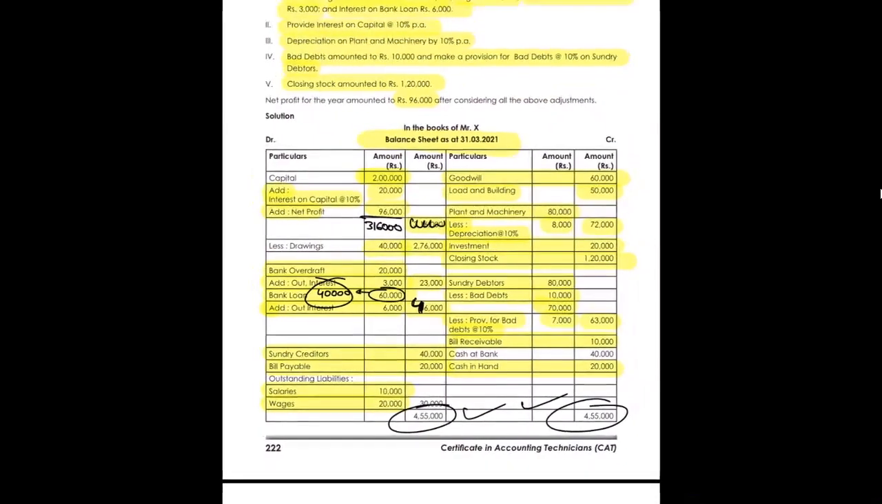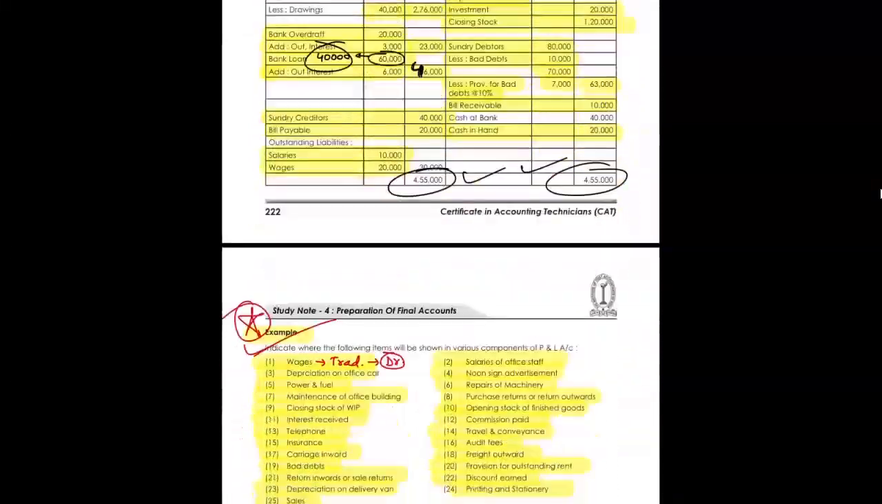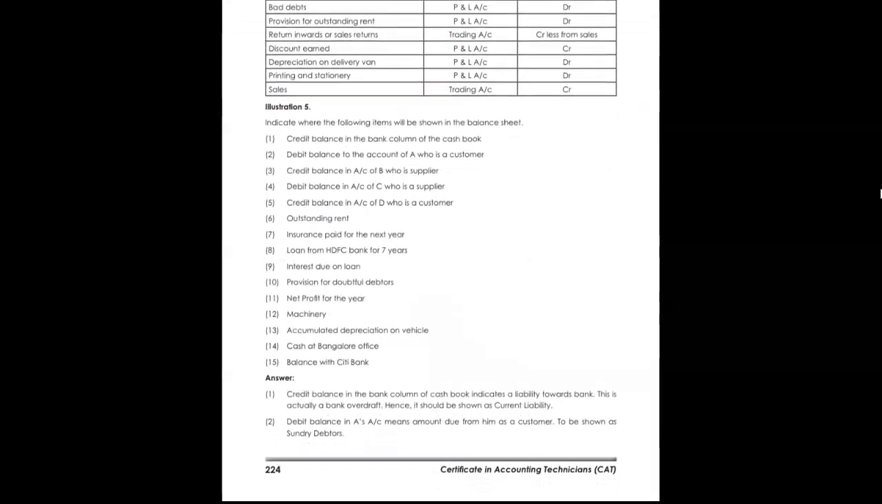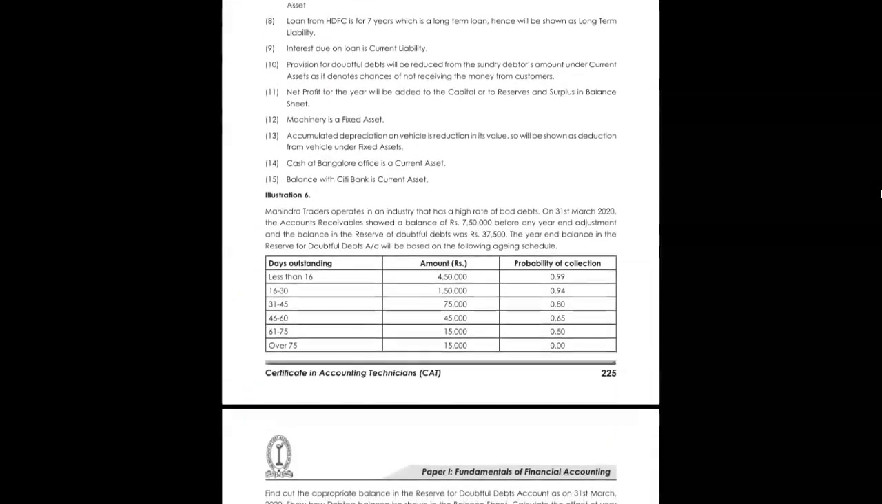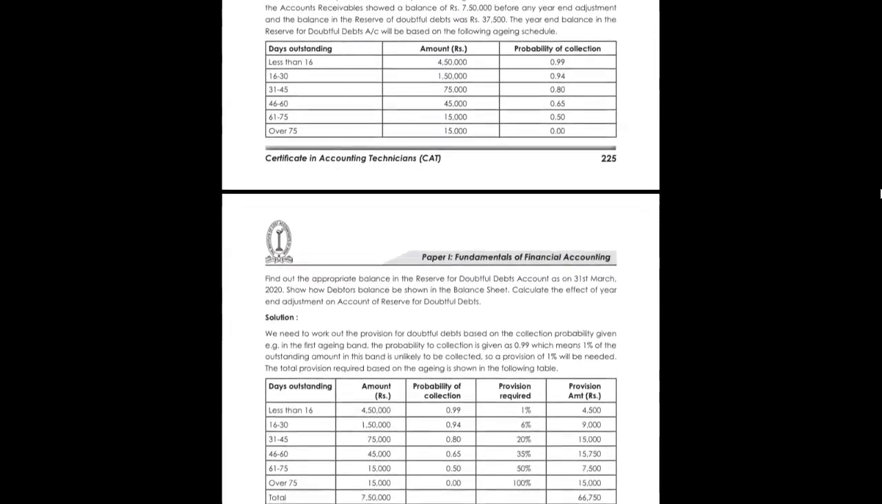So this is how you prepare a balance sheet from the information of the GL given. That is the brief discussion which I have done for one of the questions. We have done one more question on the P&L appropriation. Now I want to give you one question that you can solve independently.